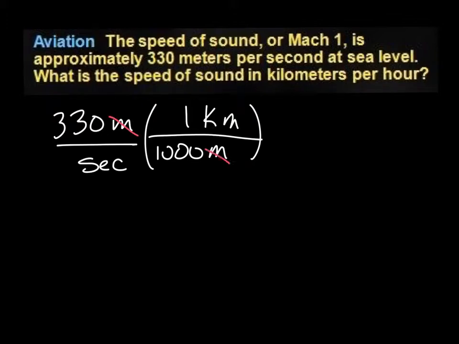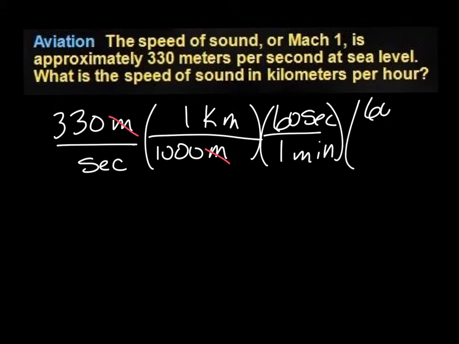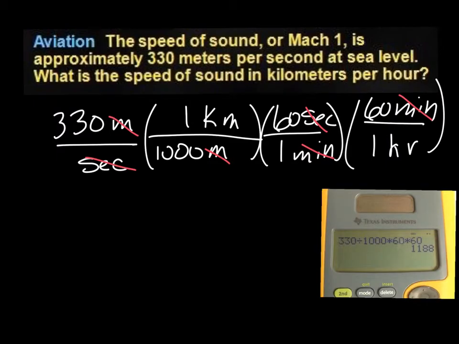And that's nice, because now I've got the right unit of length, and I just need to change seconds to hours. So there are 60 seconds in 1 minute, and 60 minutes in 1 hour. So now we've got the right units there also. Again, we type it in the calculator by using the divide button for anything in the denominator, multiply for what's in the numerator, and we get 1,188 kilometers per hour. Or we could write that as kph.